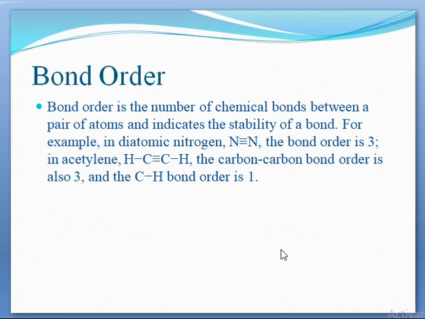Bond order is the number of chemical bonds between a pair of atoms and indicates the stability of a bond. For example, in diatomic nitrogen, N triple bond N, the bond order is 3. In acetylene, C2H2, the carbon-carbon bond order is 3 and the C-H bond order is 1. Okay.